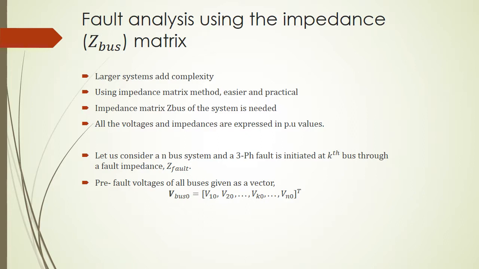All the voltages and impedances are expressed in PU values, and then we consider an n-bus system in a balanced three-phase fault, which is initiated at bus number k through a fault impedance Z fault. We assume that the pre-fault voltages are given in this vector V1(0), V2(0), until Vn(0).